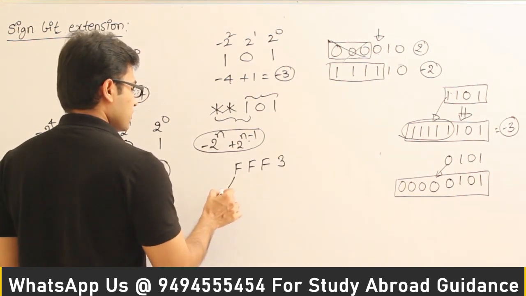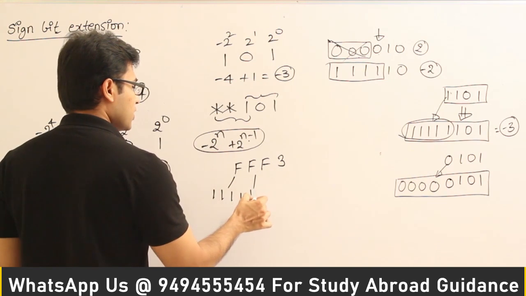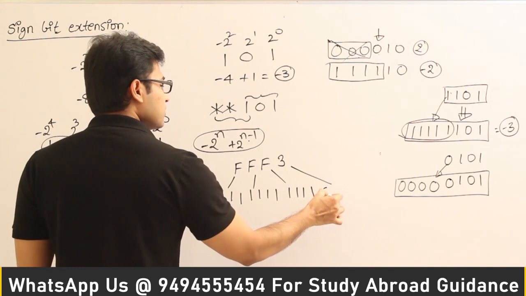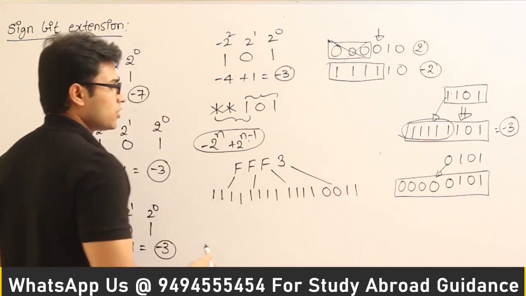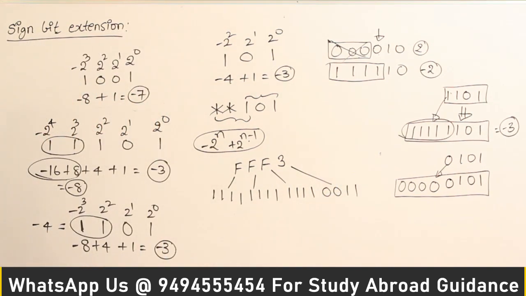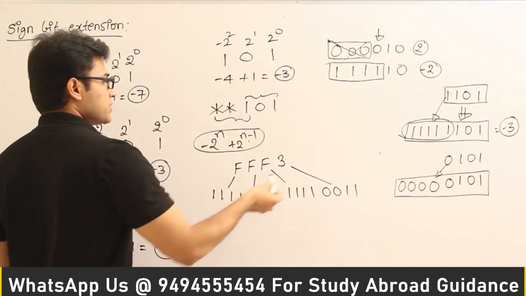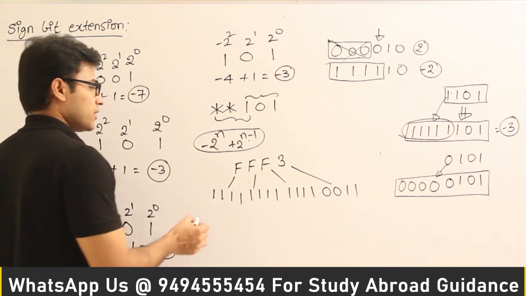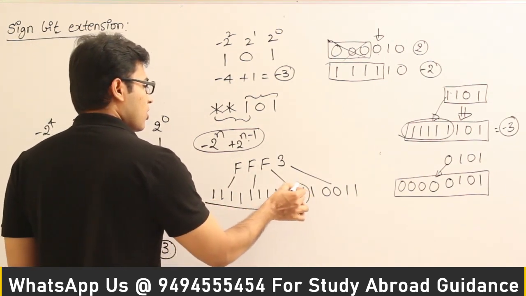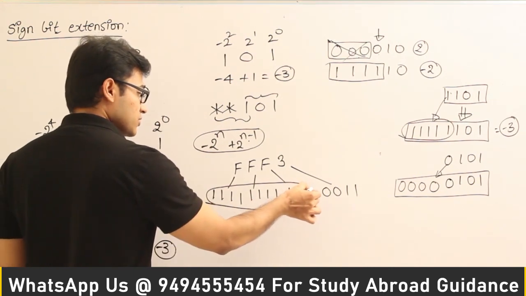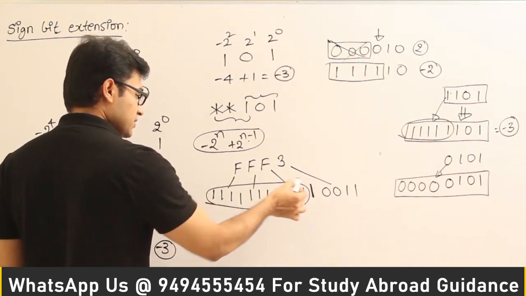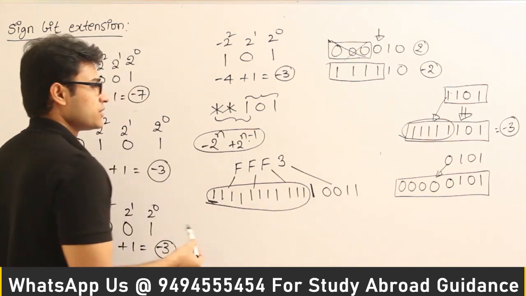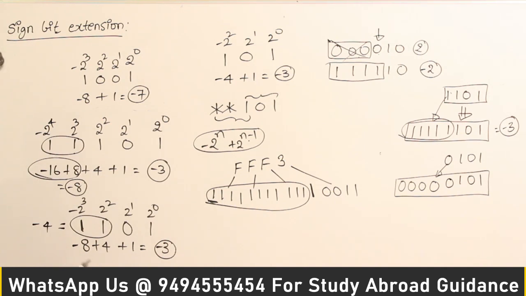So F means 1 1 1 1, F means again 1 1 1 1, F means 1 1 1 1, and 3 means 0 0 1 1. Now I told you that in case of a 2's complement number, if you have a chain of zeros or ones in the most significant part, you can eliminate all of them except one. Therefore I can eliminate all this and leave this one. You are supposed to leave at least this one, otherwise the given number, which is negative, turns positive if you even remove this one, and therefore the value is incorrect.